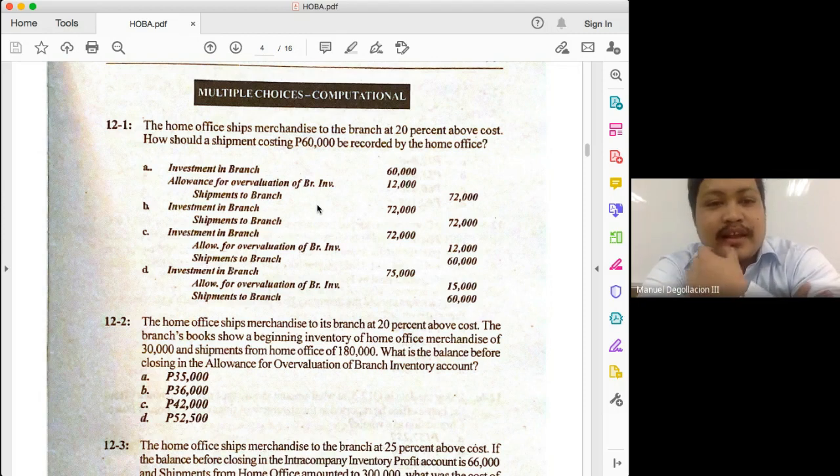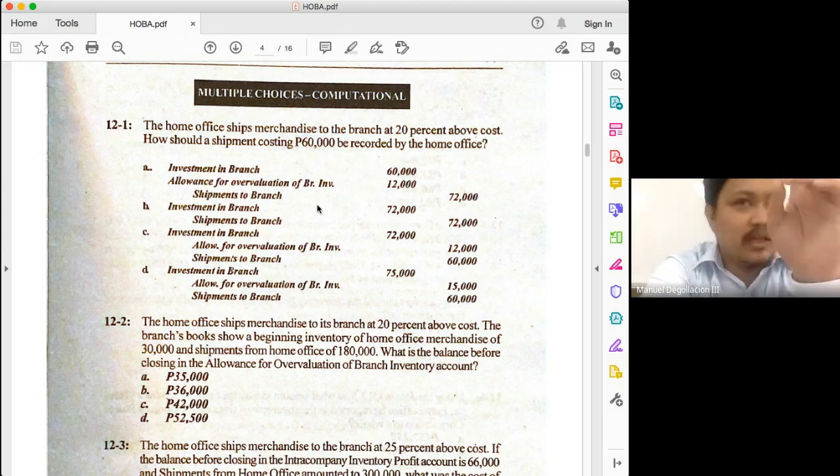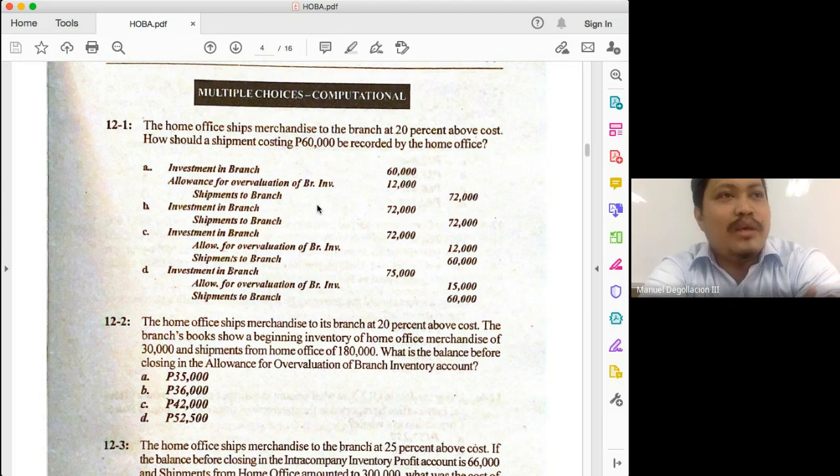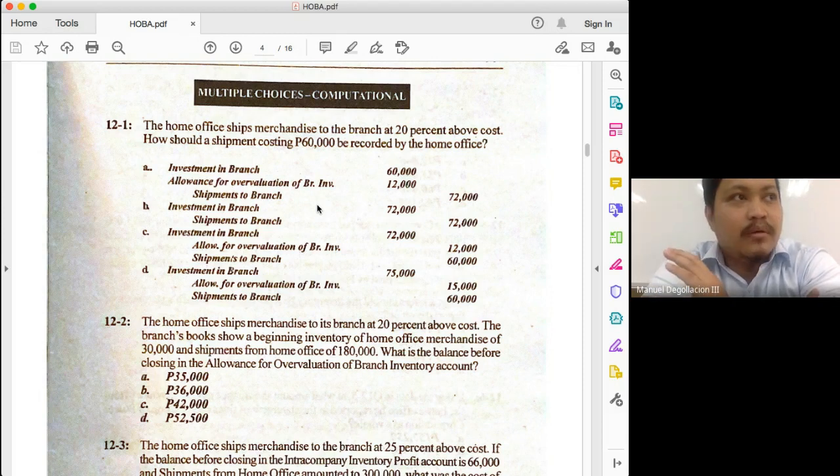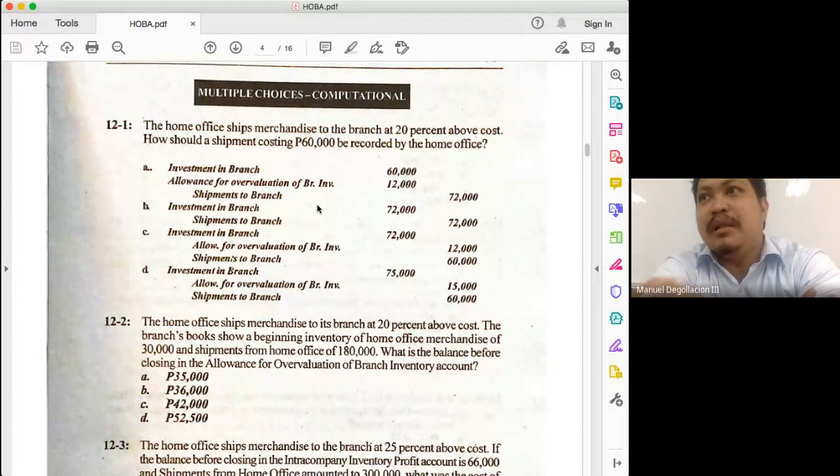Okay. Now we've mentioned earlier that one of the important takeaways for today would be that the shipments to branch account will always be at cost. Again, that knowledge will be useful in analyzing more complicated problems later on. Now, in the books of the branch, class, I want you to also remember that the shipments from home office account will always be at billed price.